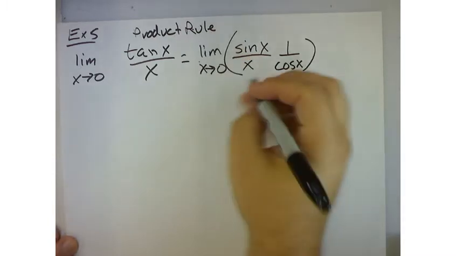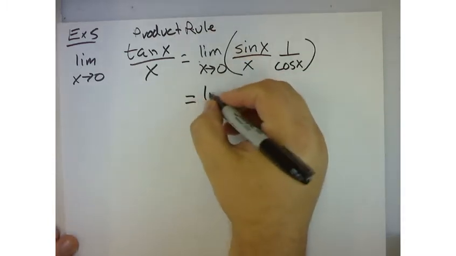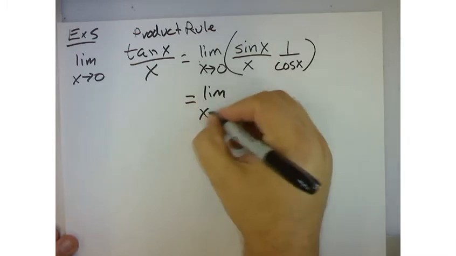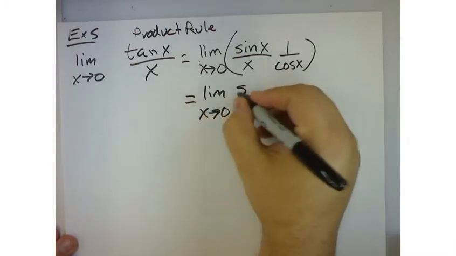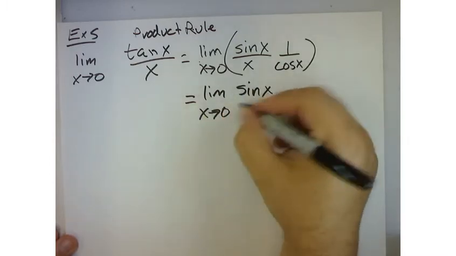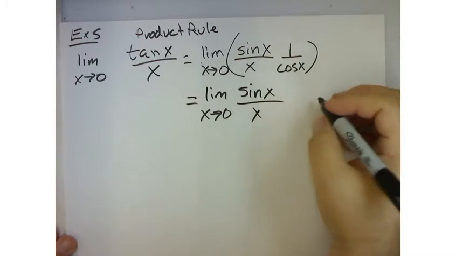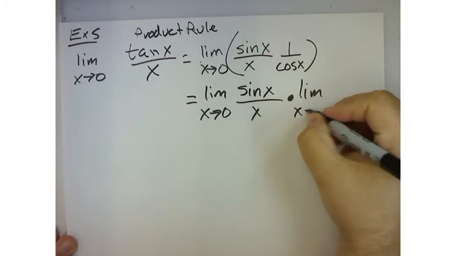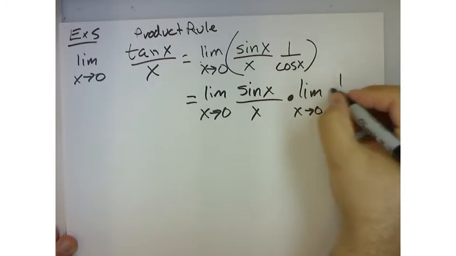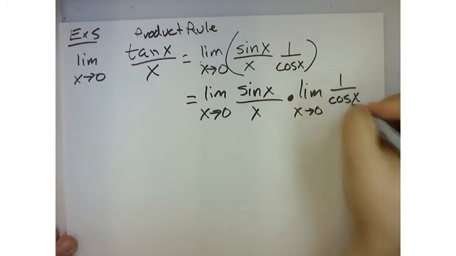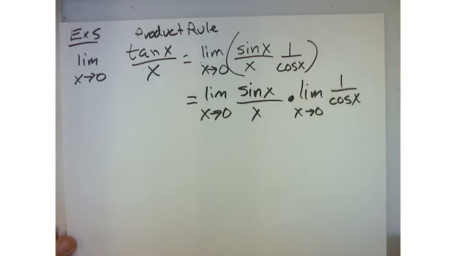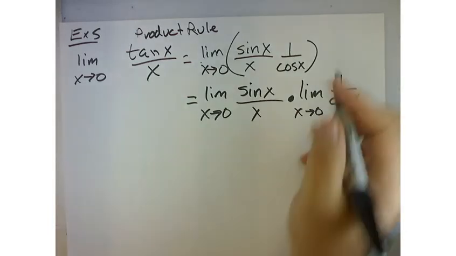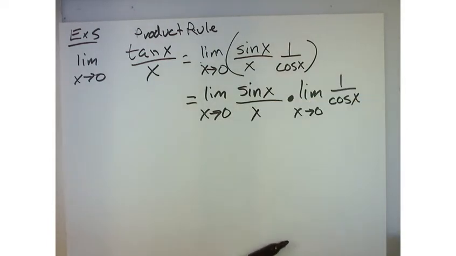So what this allows me to do is separate these and take the limit of this one, whatever it is, and then multiply it by the limit of this one. Okay, you guys with me so far? So now sine of x over x, what is the value of that as it approaches 0?